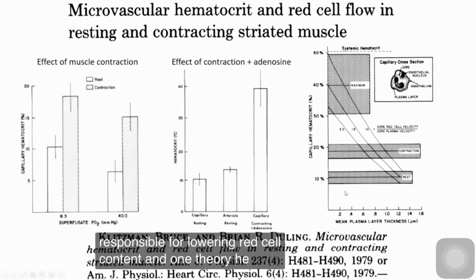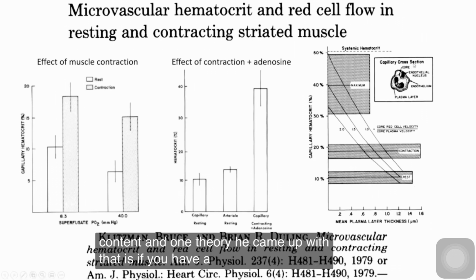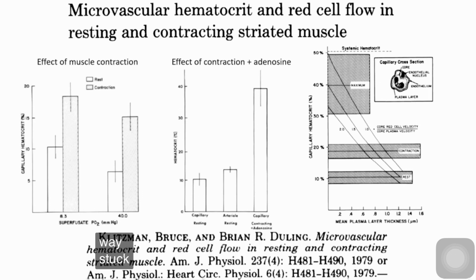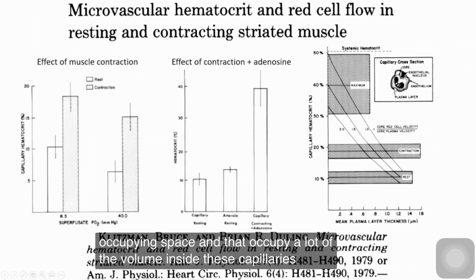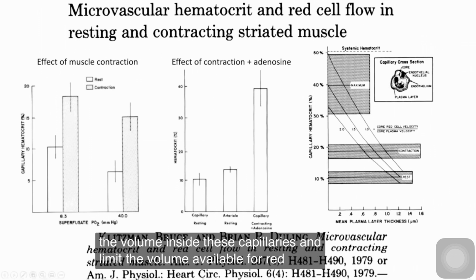And one theory he came up with, that is, if you have a cross-section of a capillary on the top right here in the image, if you would hypothesize that near the endothelium, you would have an immobile plasma layer, so part of the fluid would not be moving and in some way stuck to the endothelium and just occupying space, that would occupy a lot of the volume inside these capillaries and limit the volume available for red blood cells.